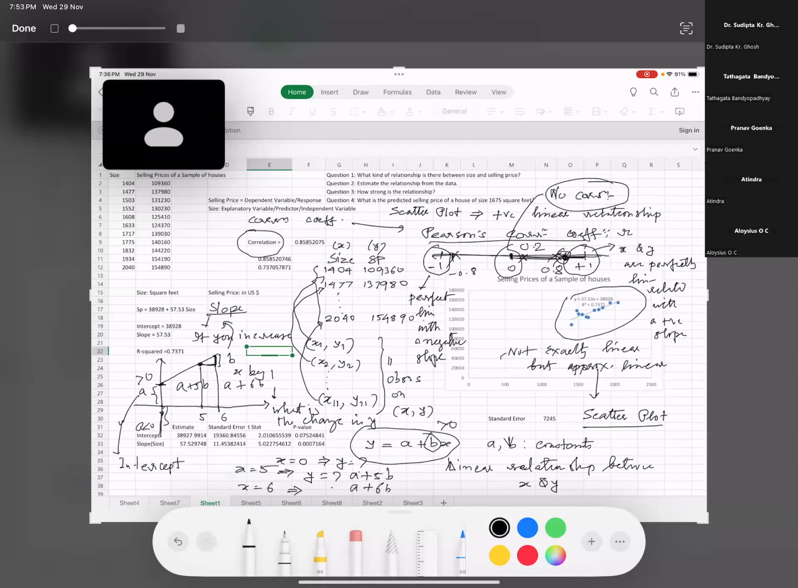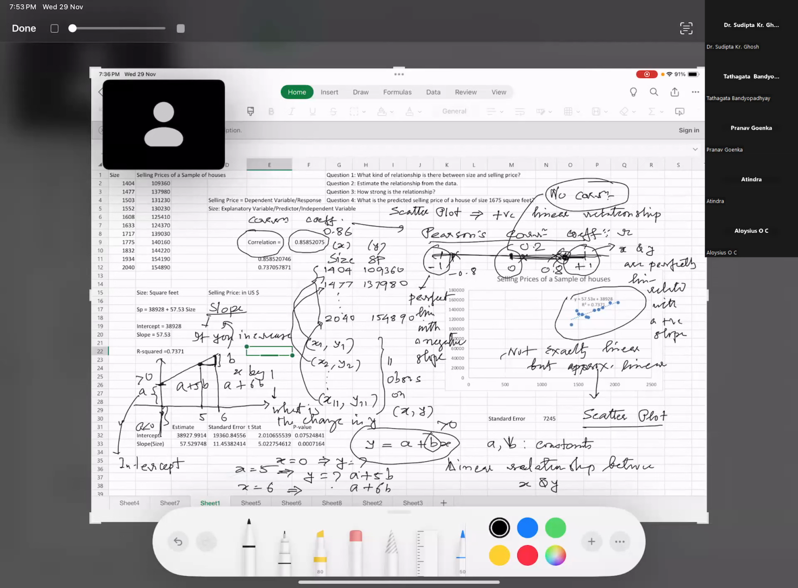Okay, so this is the way we interpret correlation. And here you see that what we got for the correlation is 0.85852075. That means approximately I can say the correlation between the selling price and size is 0.86.